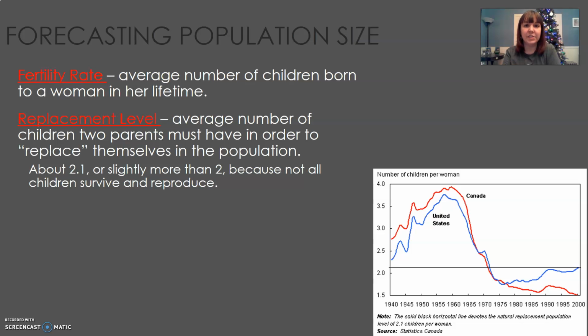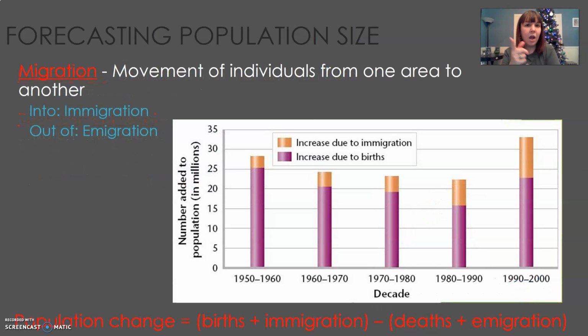But our population is still increasing. Another thing that goes into our population size is not just the babies born, but how many people are moving into a country. That's migration. Migration is the movement of individuals from one area to another. To move into an area is immigration. To move out of an area is emigration.